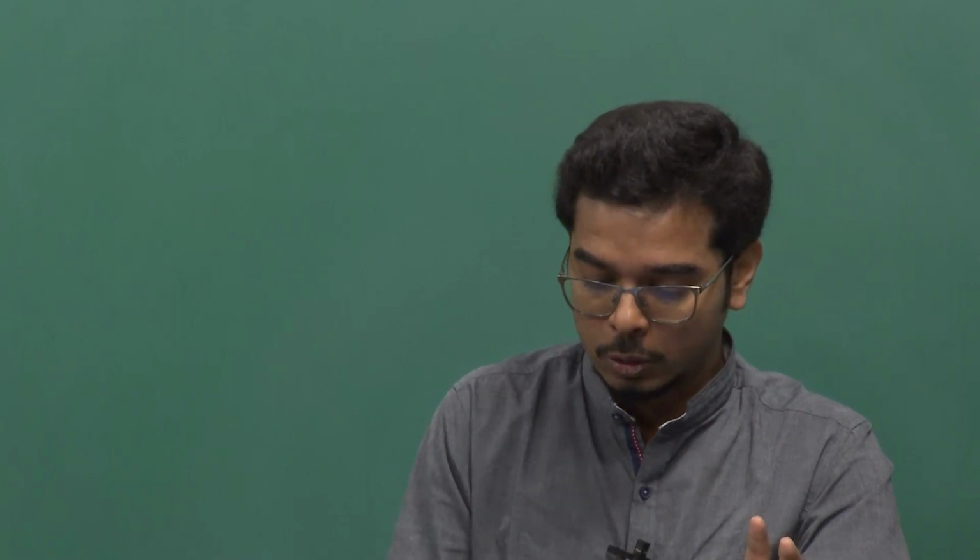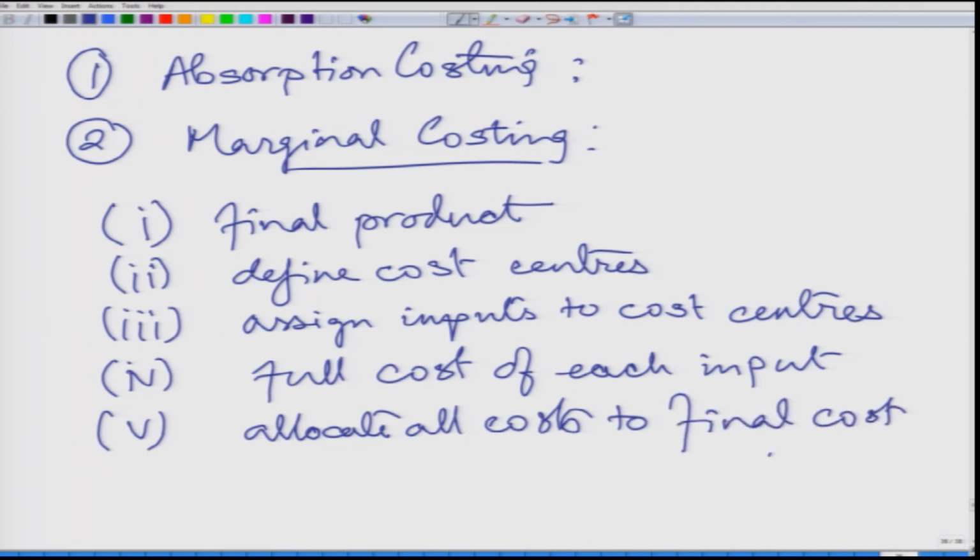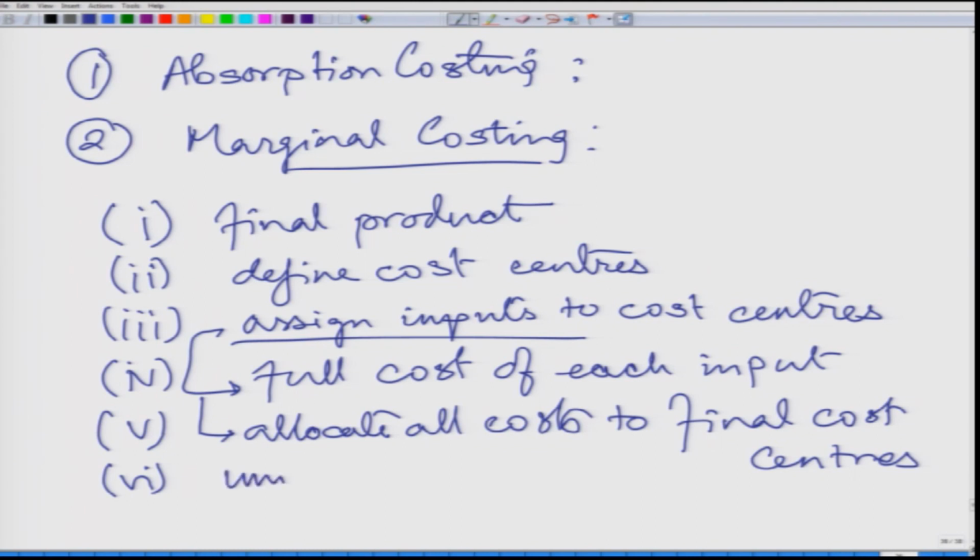The next one is allocate all costs to final cost centers. That means all input cost is coming to the final cost centers. After I assign the inputs, I get the full cost. After I get the full cost, I allocate all costs to the final cost centers, and then I can compute the unit cost, which is the average cost or marginal cost, the unit cost for each final cost center. So I will compute the unit cost for each final cost center.